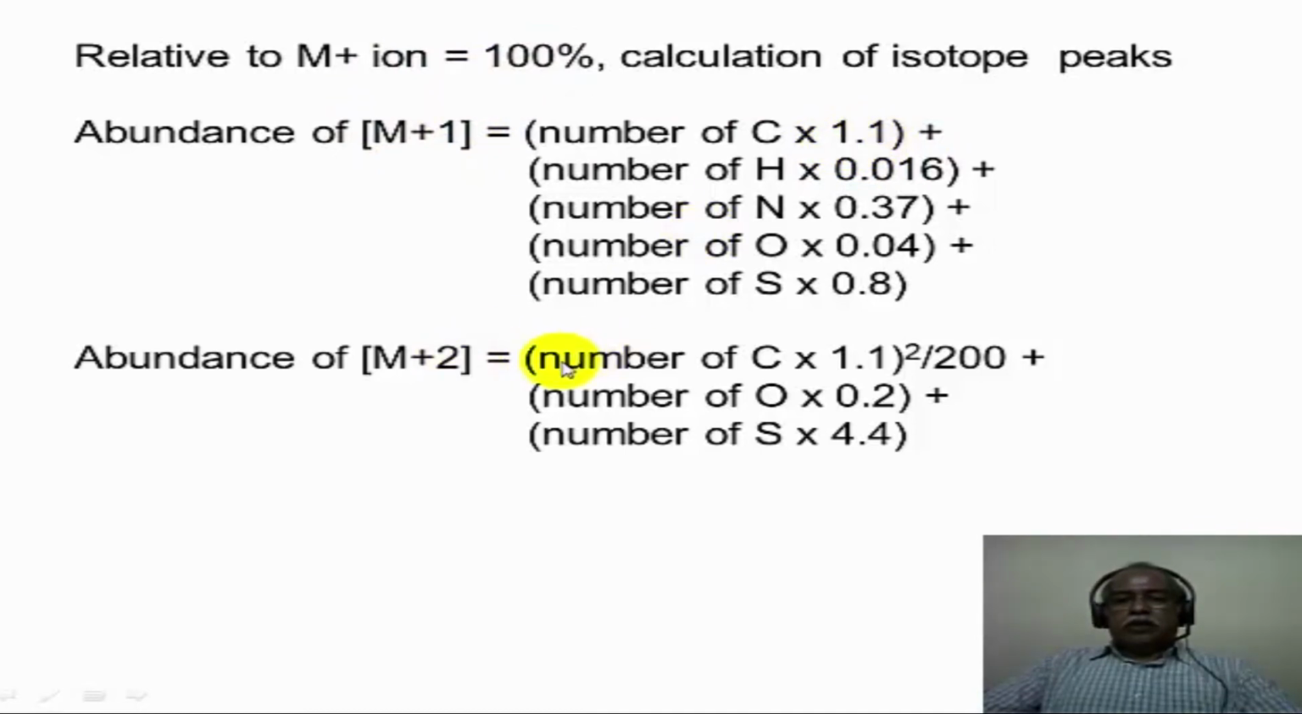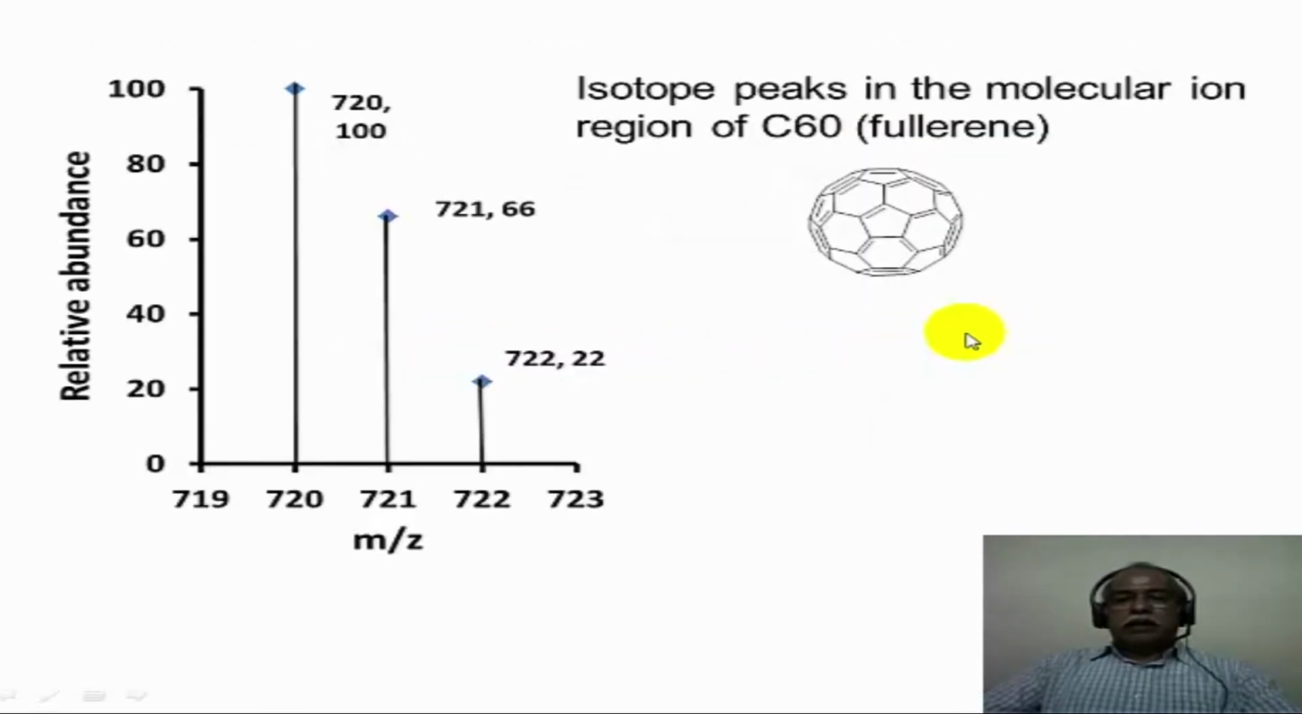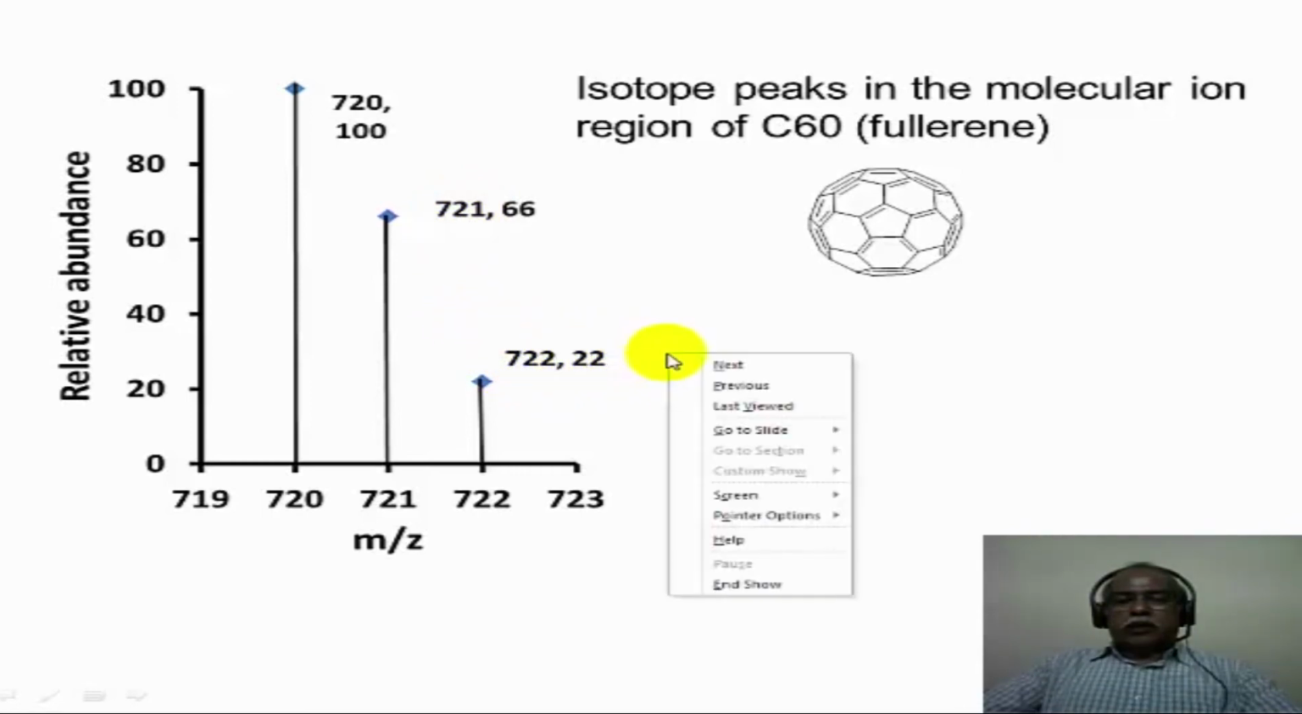Now you can also do the same calculation for 60 times 1.1 the whole squared, divided by 200. That would turn out to be the number 22. In other words, you have a molecular ion peak at 720 of 100% abundance. If that is the 100% abundance ion, then you have 721, which is the M+1 ion of this particular molecule, and the M+2 ion has an abundance of 22 in this particular case.